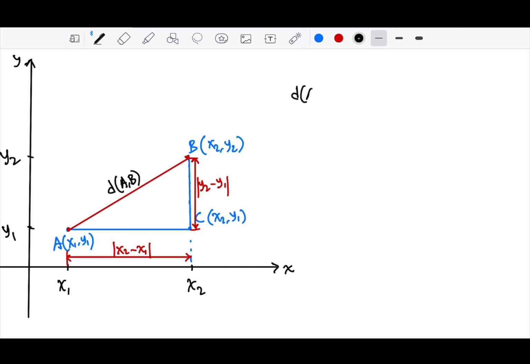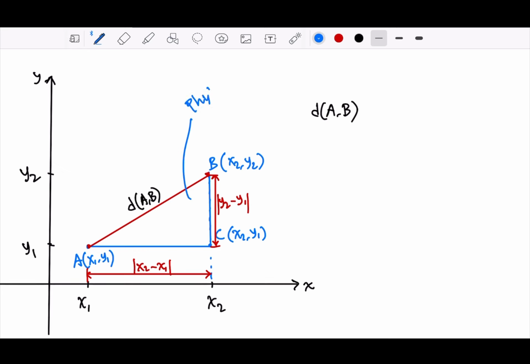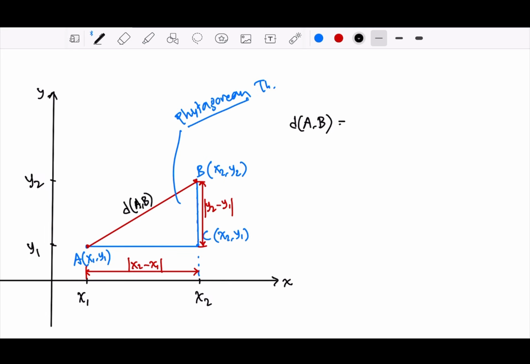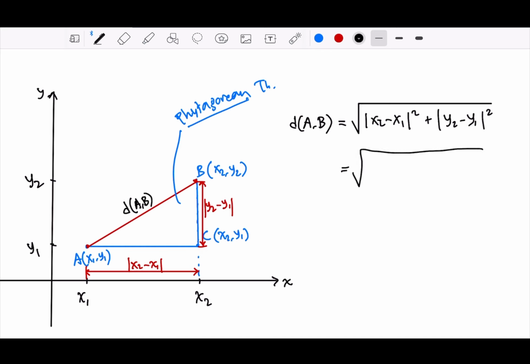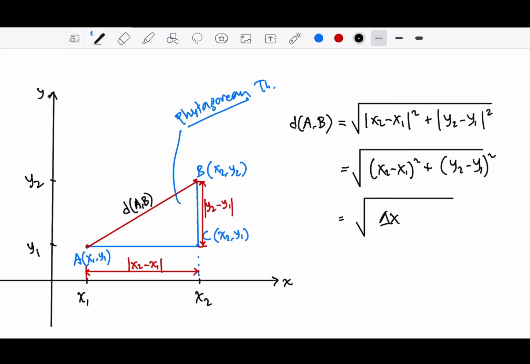So the distance through this triangle, of course, we know the Pythagorean theorem, and I hope you are already familiar with it, so I don't think we need to explain. So according to the Pythagorean theorem, this will be equal to the square root of x2 minus x1 squared plus y2 minus y1 squared, or we can simply say this is delta x squared plus delta y squared. Okay, so this is the distance formula.